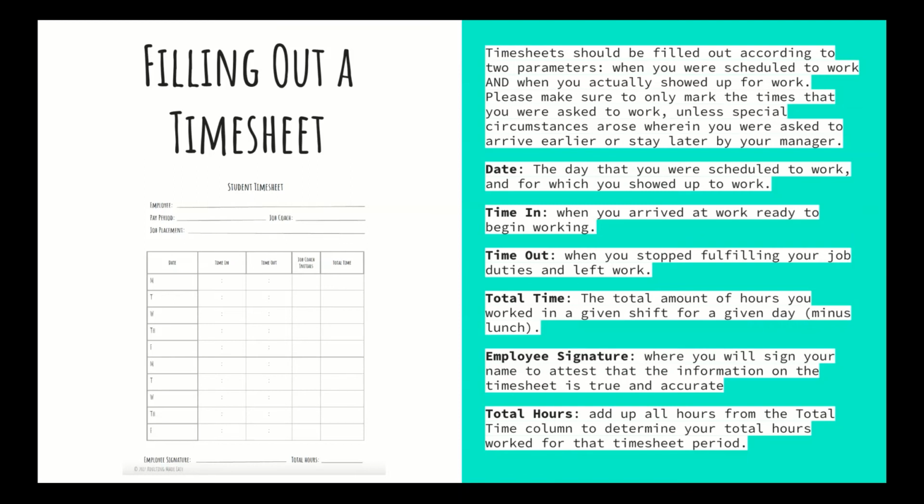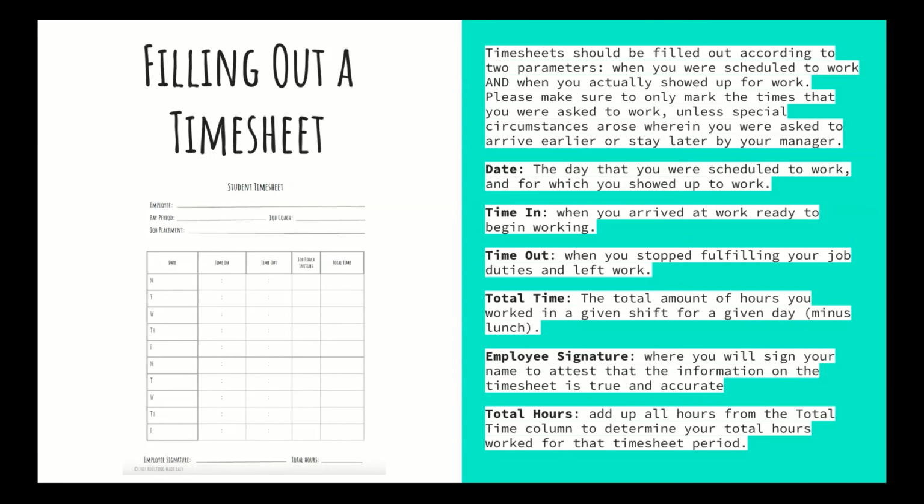All right, your time in. Your time in is when you arrived at work ready to begin working. So just because you arrived to work early doesn't automatically mean that you can write down that you arrived that early. You have to be working, right? You have to be on the clock in order to be paid.